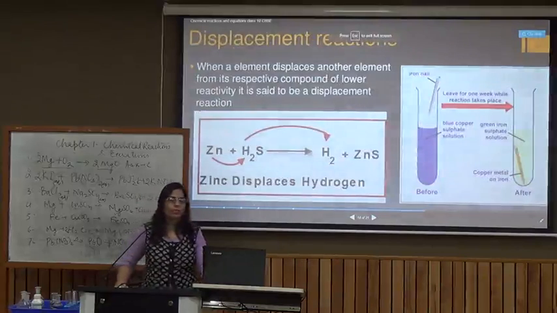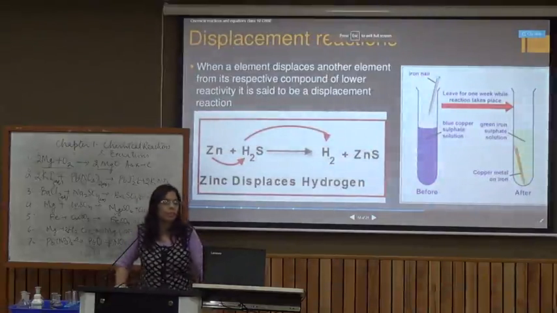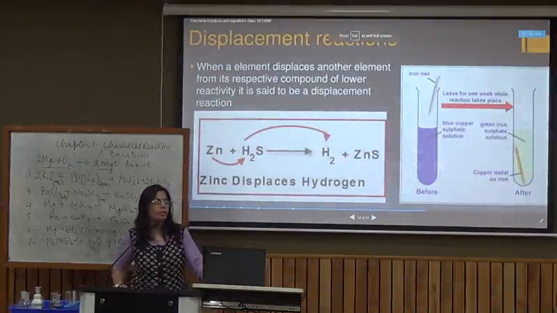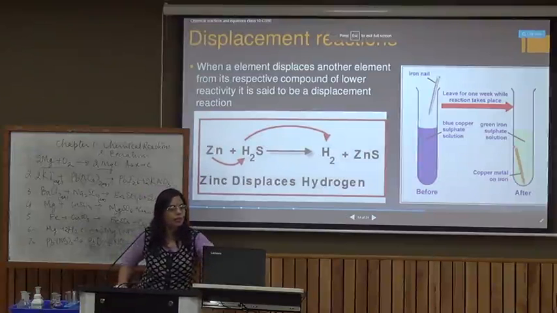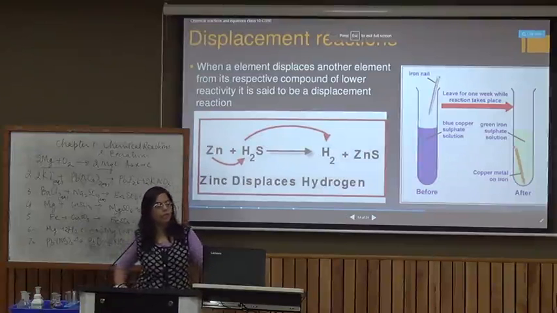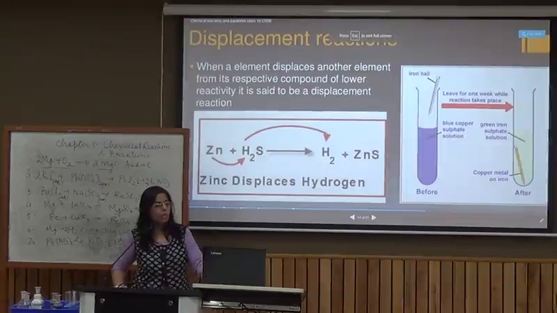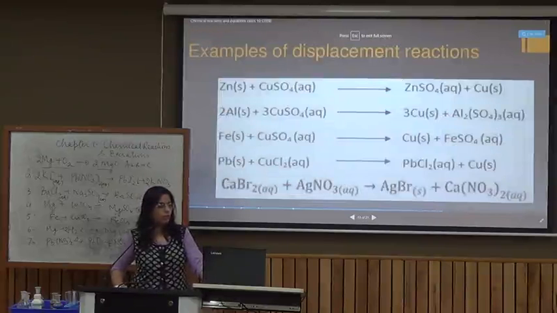Displacement reactions, we have seen 2 examples, and there is another example here. When zinc metal is treated with hydrogen sulfide gas, the sulfur here is going to combine with zinc, so hydrogen is displaced by zinc. So zinc displaces hydrogen, so it's a displacement reaction.